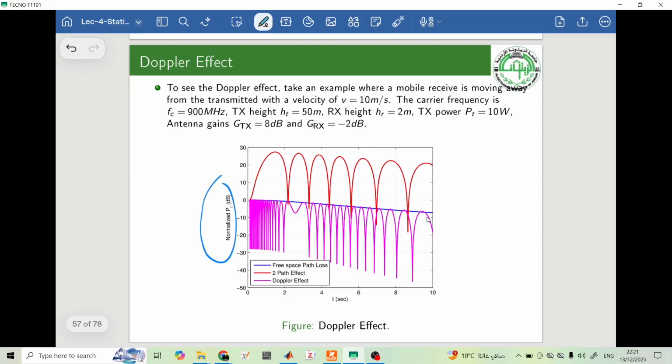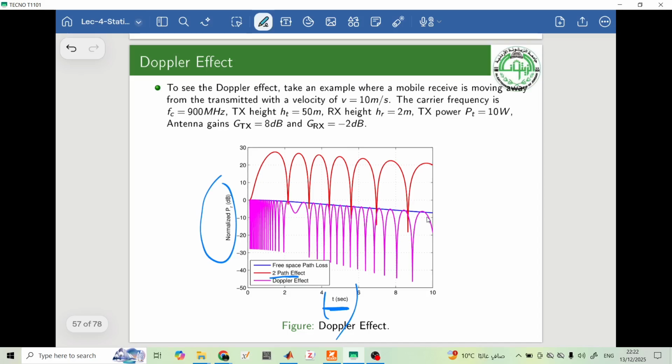More importantly, the received power. Now, see here the power changes with time. So the blue part is the free space path loss. We don't have any frequency shift. And the red part is the ground reflection. We have this ground reflection, so the mobile receiver is moving away or towards the transmitter.